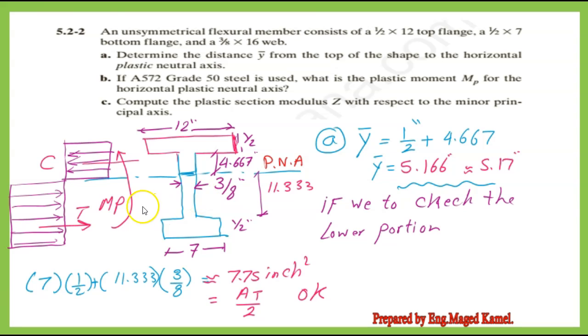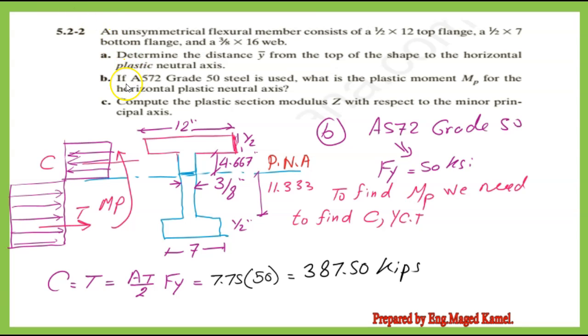We could check the area below the plastic neutral axis to make sure it is equal to A total over 2. The area of the half web is equal to 3/8 by 11.333, and the area of the lower flange is 7 by 1/2. Adding the two areas together, we will find that the total area over 2 equals 7.75 square inches. That was the requirement A.